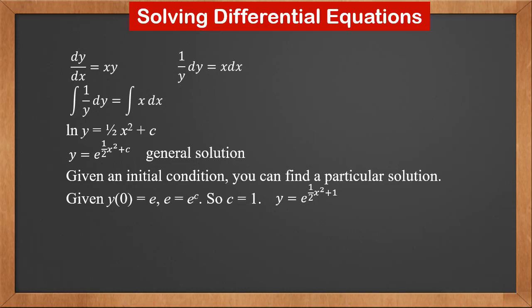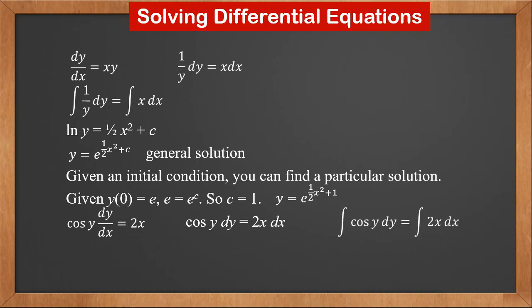Now let's look at another example. cosine y dy over dx equals 2x. It can be written as cosine y dy equals 2x dx. Integrate both sides. We get sine y equals x squared plus c. So y equals inverse sine of x squared plus c. If the question doesn't ask you to express y in terms of x, you can leave it in the form after integration.